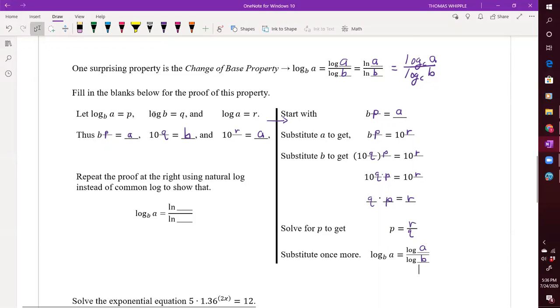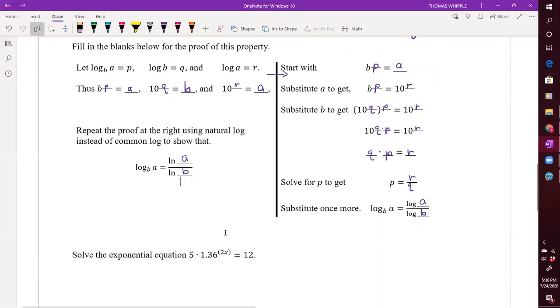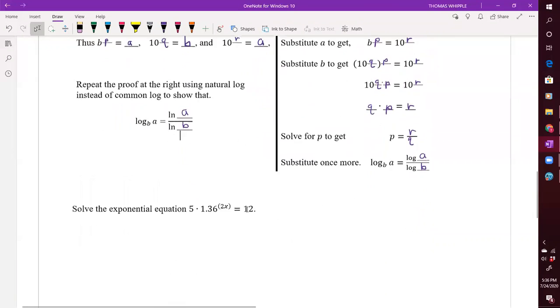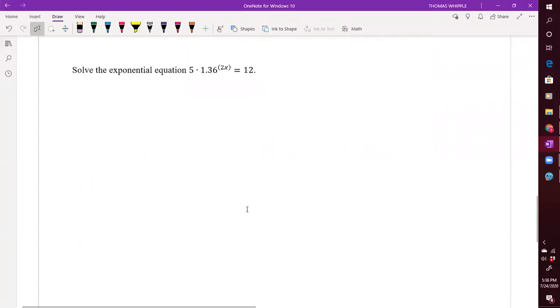So if I used ln up here instead of common log for both the log of a and log of b, I would have ended up with the natural log of a, write that in here, divided by the natural log of b. All right, so beyond a shadow of a doubt, this change of base property is true. Okay.